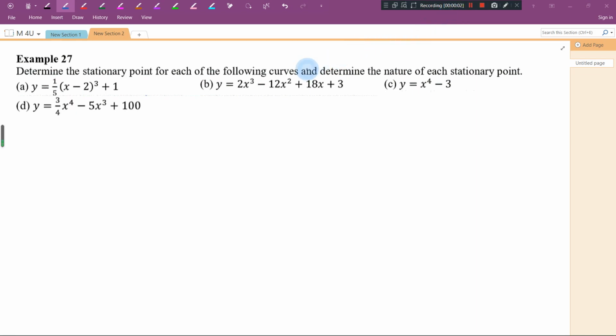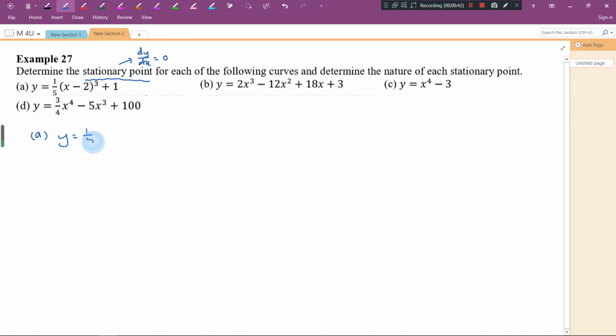Hi everybody, in the previous video I talked about how we find the stationary point and how we use the first derivative test or the second derivative test to determine the natures of the stationary point that we found. So this is the second part for this topic. This question asks us to find the stationary point and also to determine the natures of each stationary point that we found. When we look at stationary point, the first thing that comes to our mind is dy/dx equal to 0.